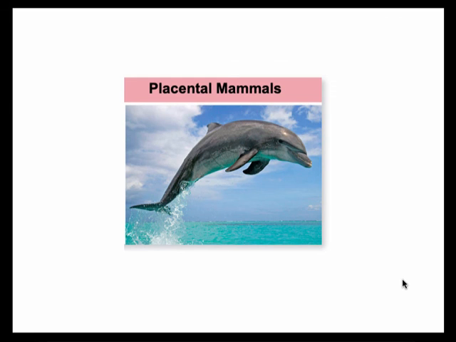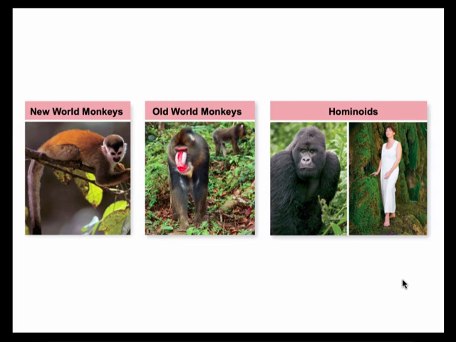And within placental mammals, we have the group of primates, which is again the group where we're in. Within primates, the most ancestral group are the New World monkeys. You can distinguish them because they have a tail. Then we have the Old World monkeys that no longer have a tail, and the apes, the hominids, that include us and our closest relatives like gorillas, chimpanzees, orangutans, and gibbons.